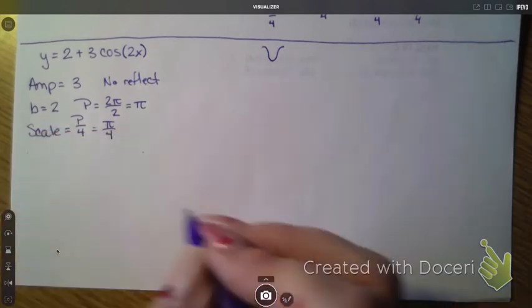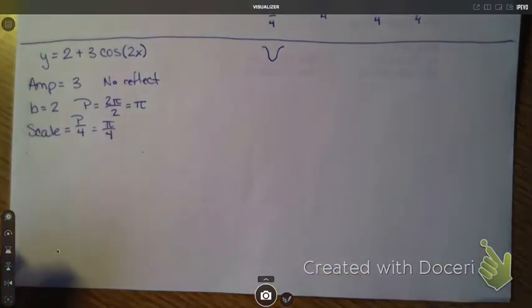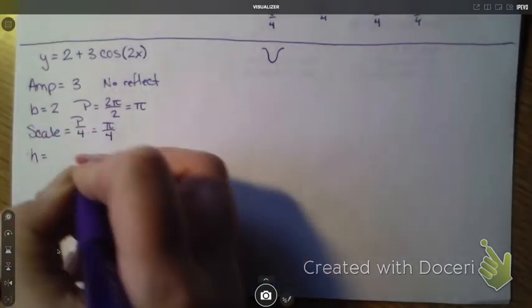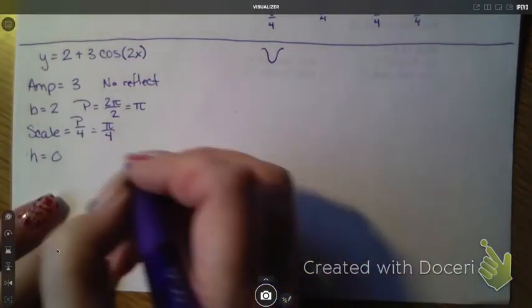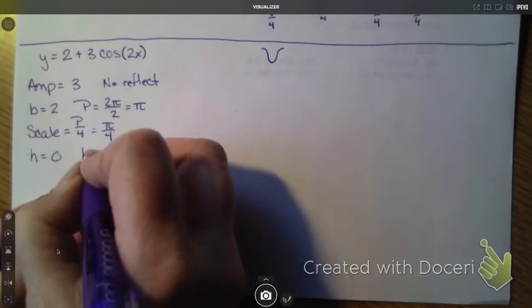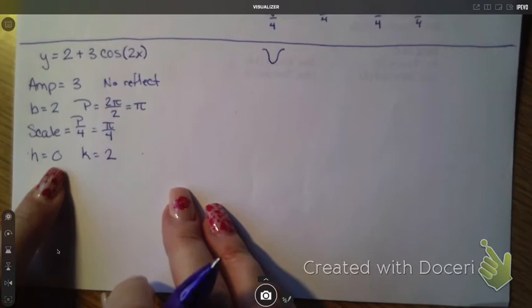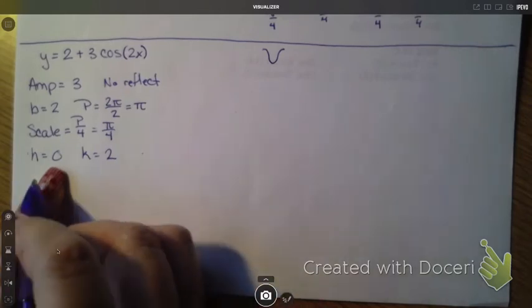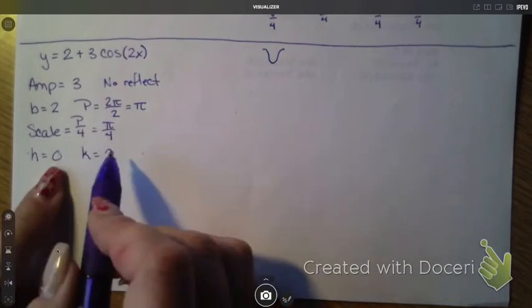You guys like to do H first or K first? H. Okay, H would be 0 because there's nothing here. And K would be 2. So this means we're starting at 0, yes? Yeah. So we're going to be adding 0, pi over 4 to 0, so we don't have to get common denominators, do we? No. Good there.